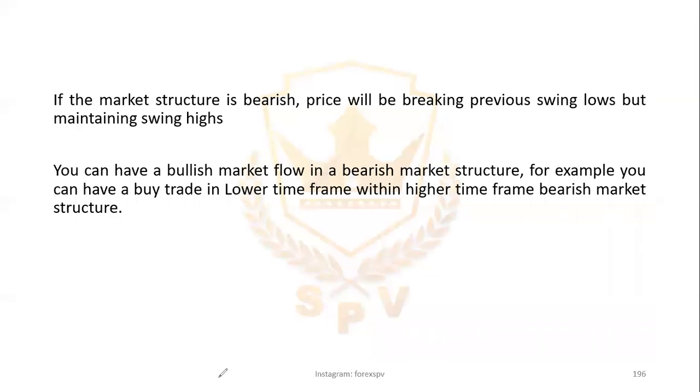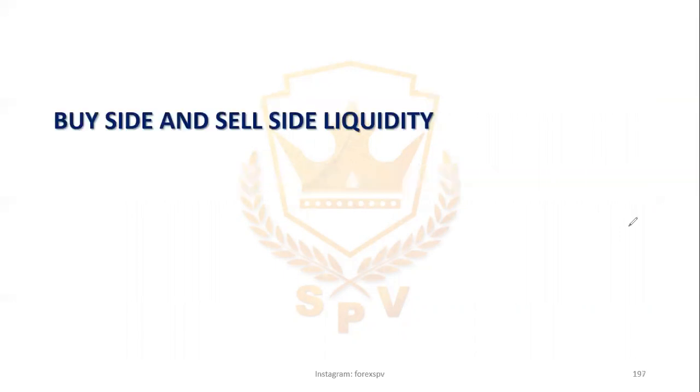So if the market structure is bearish, you'll find price will be breaking previous swing lows and maintaining swing highs. We have seen it on Euro USD. And that marks the end of market structure of price action.